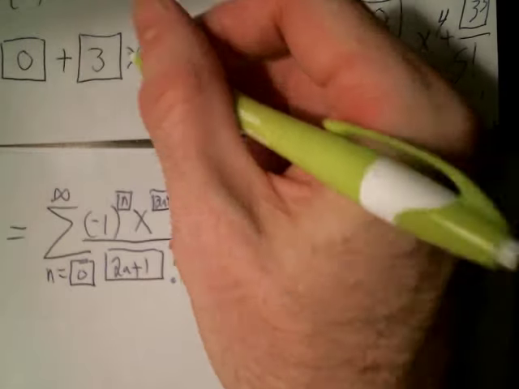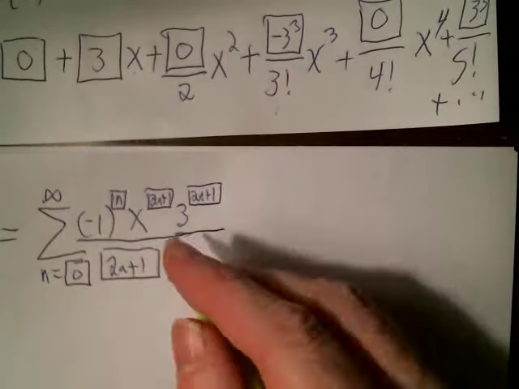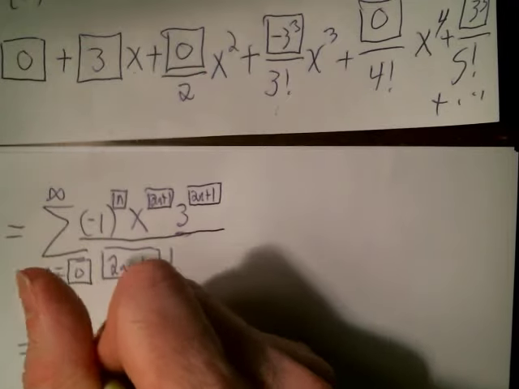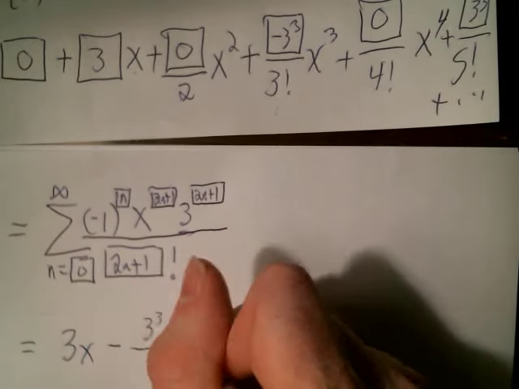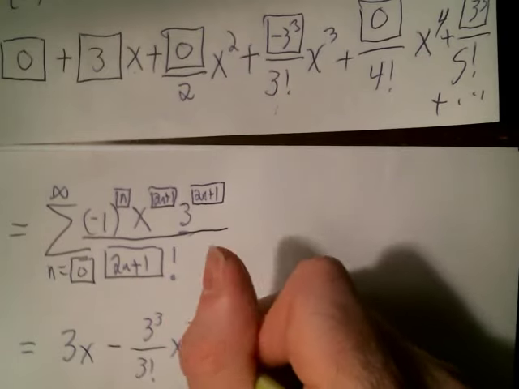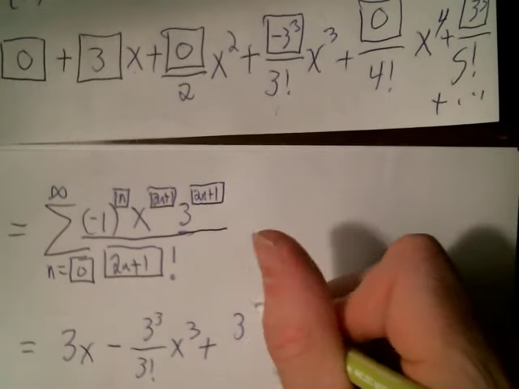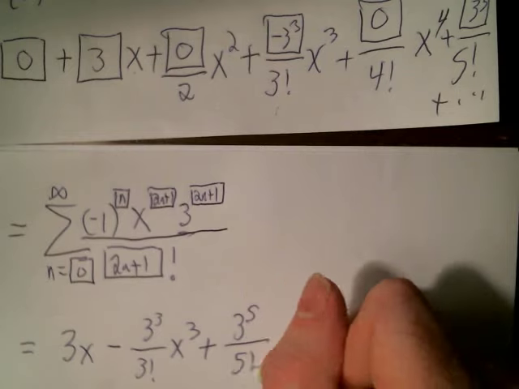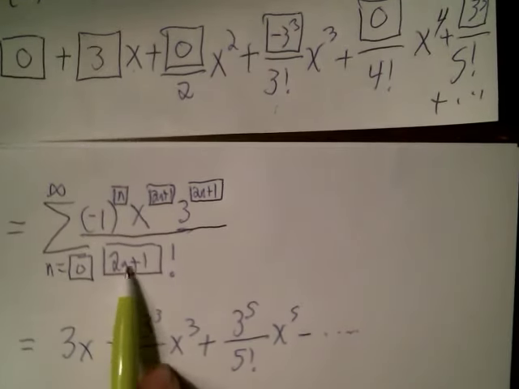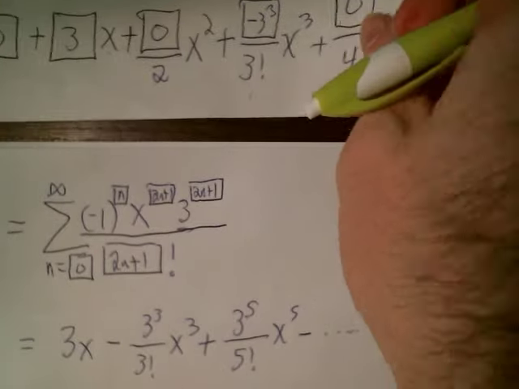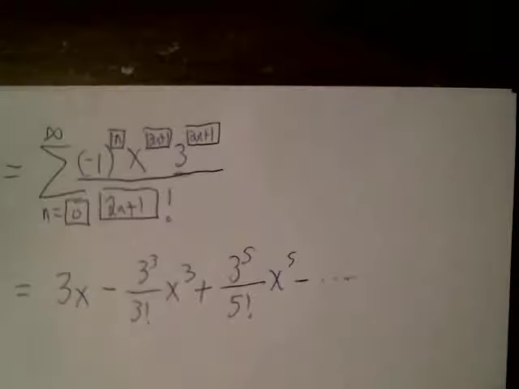You know, it may be more clear if you get rid of the 0 parts of that polynomial. So it's really 3x minus 3 cubed all over 3 factorial x cubed plus 3 to the 5th all over 5 factorial x to the 5th minus dot dot dot. And if you plug it in here, you can see your answer. But like I said, it's non-unique.